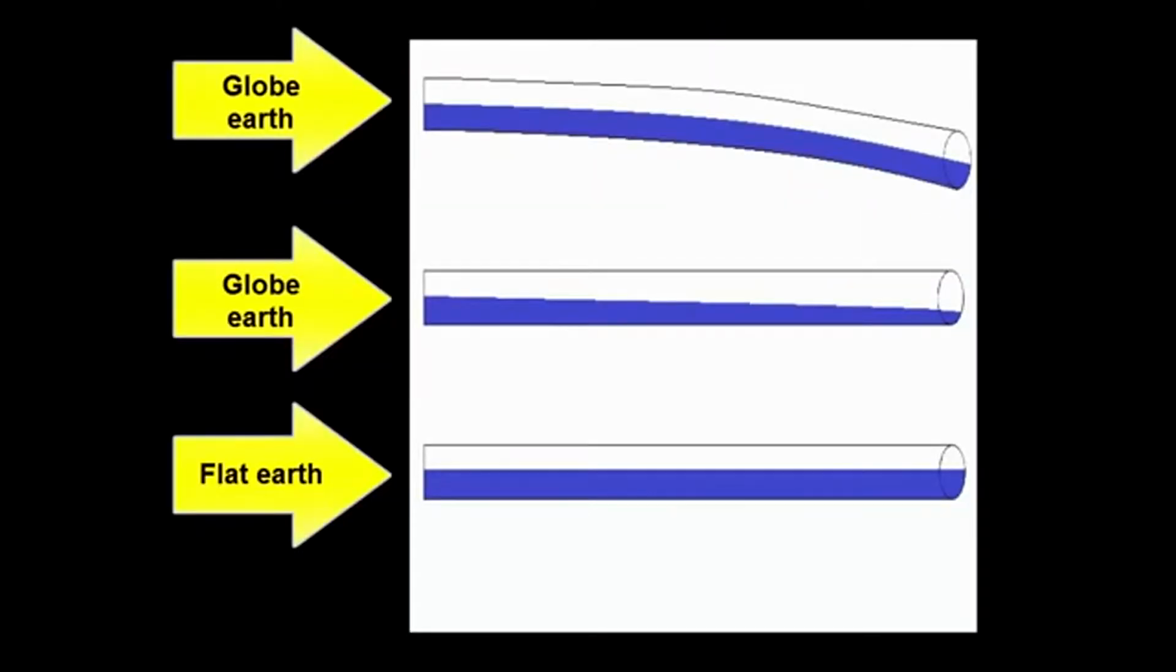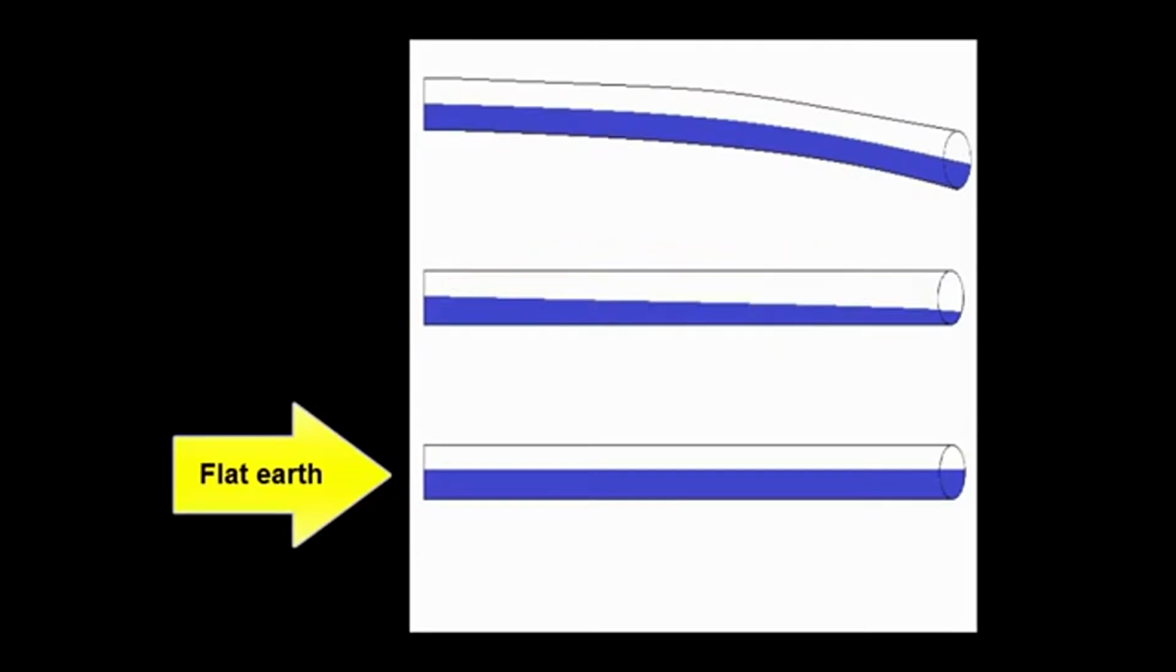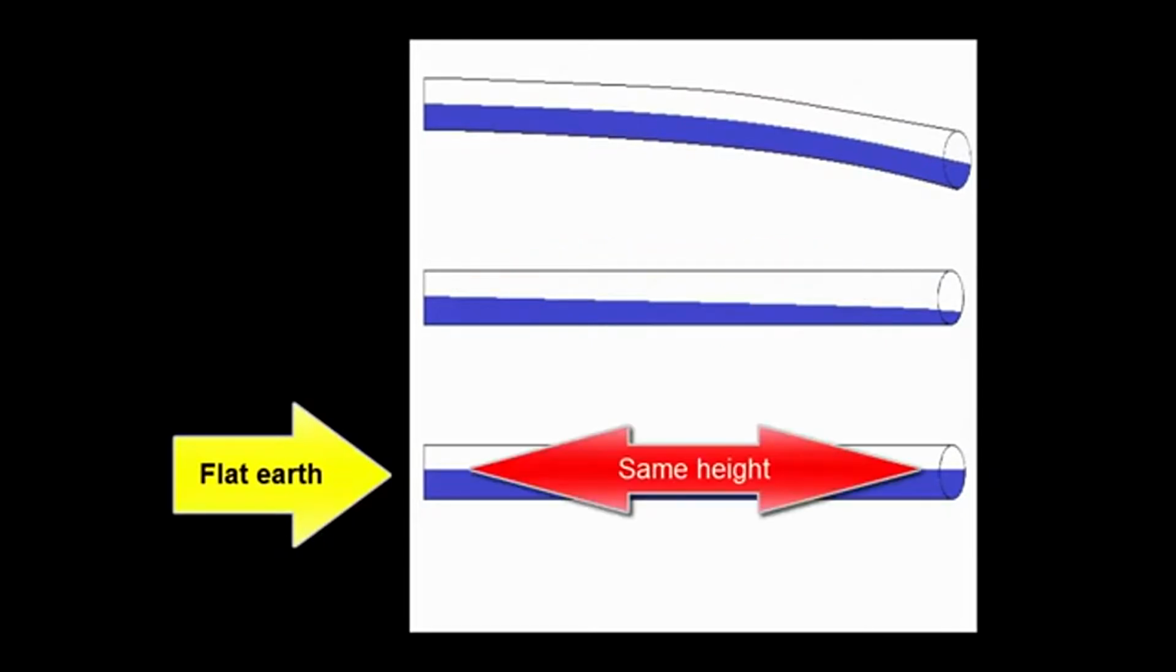So that means if the Earth were a globe and we had a pipe and it was bent to the curvature of the Earth, if we then lifted the pipe so that it was a straight pipe, not parallel to the Earth, just a straight pipe, then the water on the right will be less than the water on the left. If the Earth was flat, the water would be the same height on the left and right hand side of the pipe. What do you think?